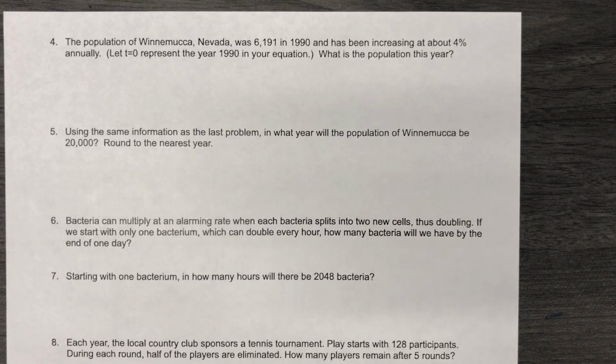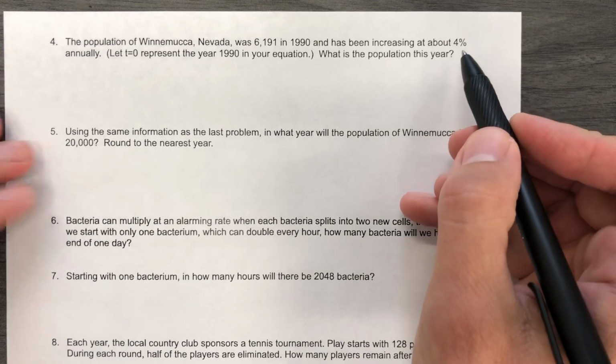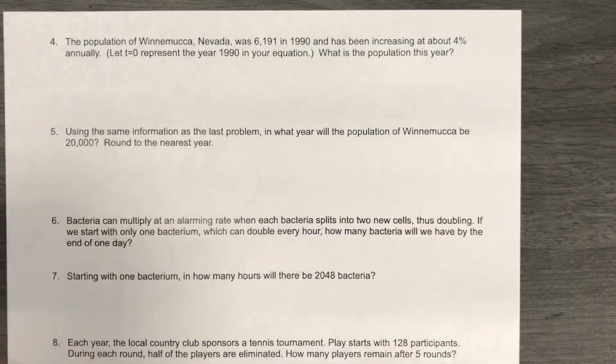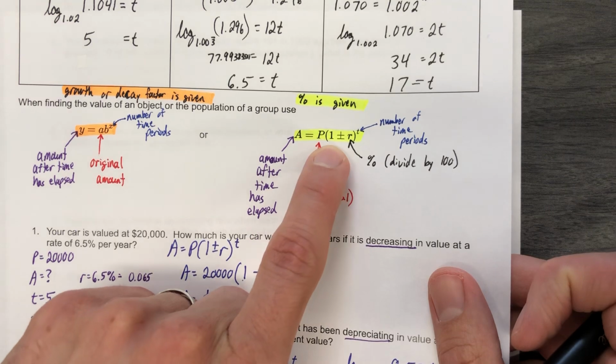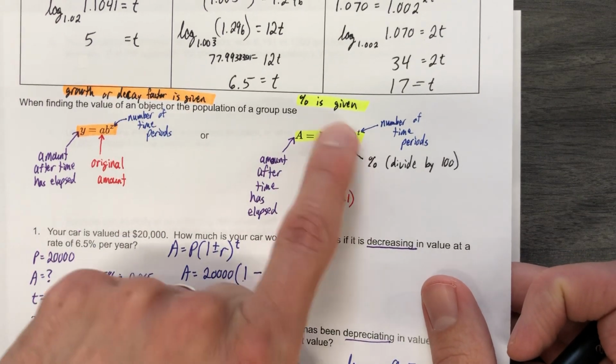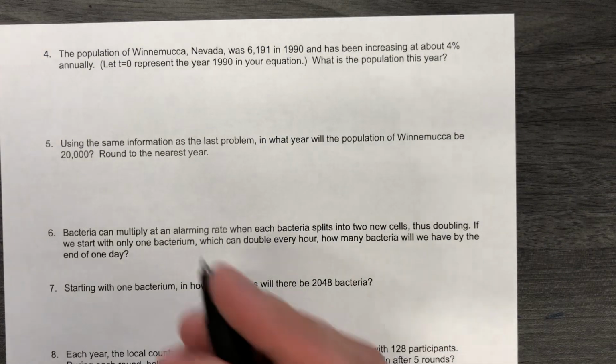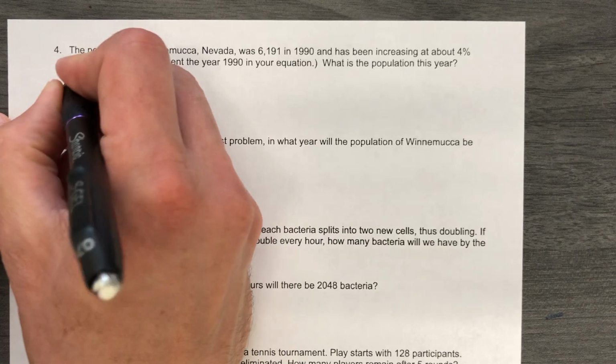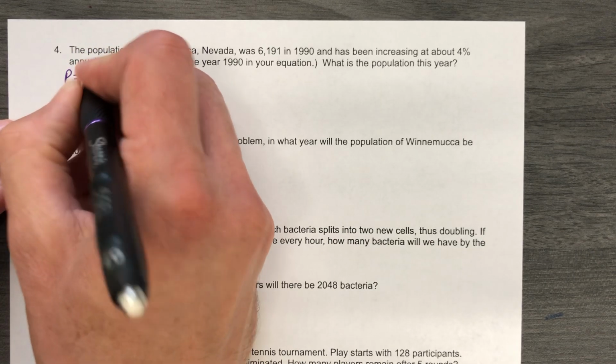The population of Winnemucca, Nevada was 6,191 in 1990. Let's just start writing. Been increasing at about 4%. They gave you a percent because they gave you a percent. We're in this territory. Again, one day we'll get here, but right now we're here. It's percent. So, P is the original amount.